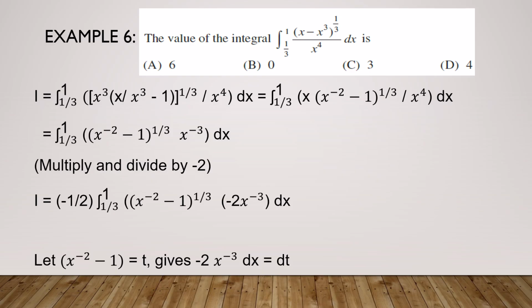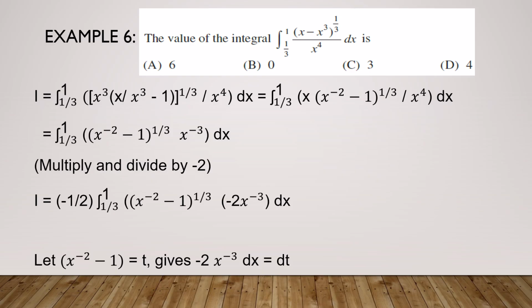So what you have to do is take out x cube from the numerator. So the first term will be x upon x cube, and the next term will be minus 1. So now what you have is x cube raised to 1 upon 3 into (1 upon x square minus 1) raised to 1 upon 3 upon x raised to 4. X upon x cube is 1 upon x square, so the first term will become x. So our integral will become the integral of x into (x raised to minus 2 minus 1) whole raised to 1 upon 3 upon x raised to 4.